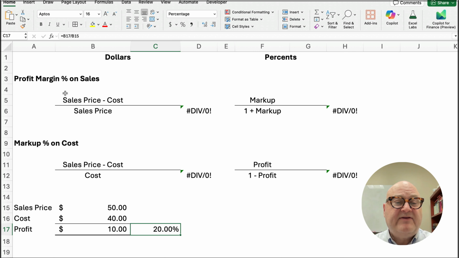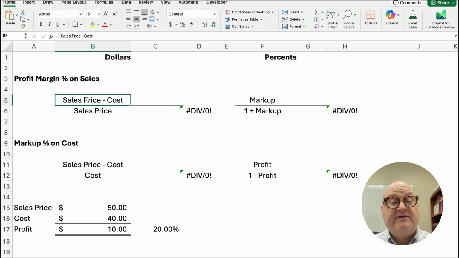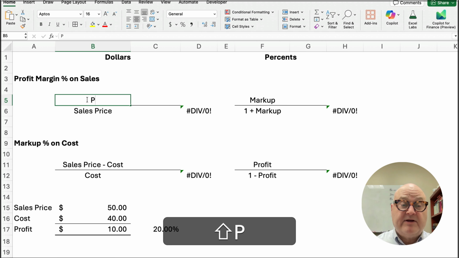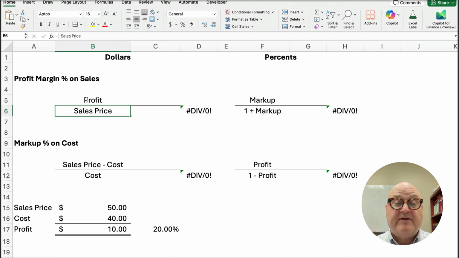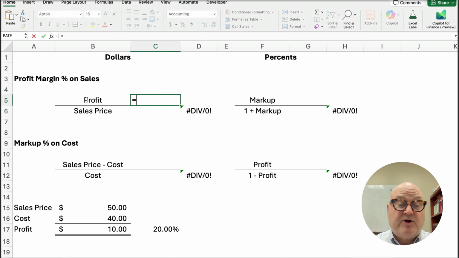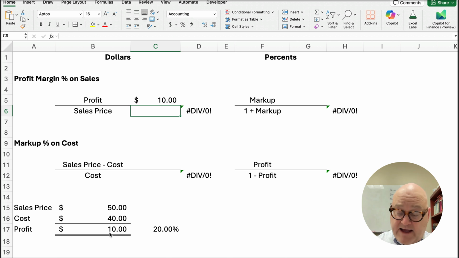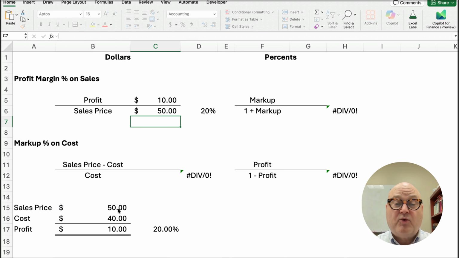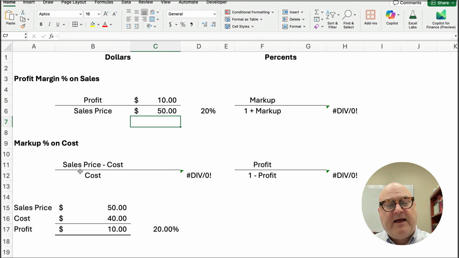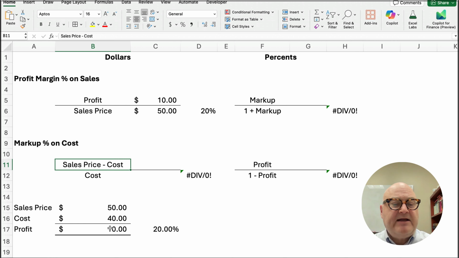Okay, so let me show you how we calculate this. Profit would be sales price minus cost. If you want to convert this to profit divided by the sales price, we can easily do that. So here in dollars, it's going to be $10 divided by the 50, and this is going to be 20%. Now, profit is really based on the sales price. But if we start with 40 and we add on $10, then a lot of times we call that not profit, but markup. So it's the same thing, but it's called something different.